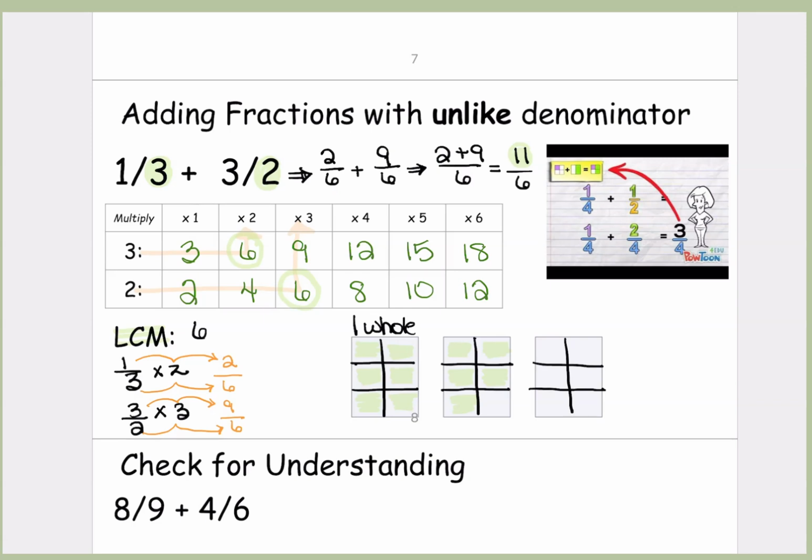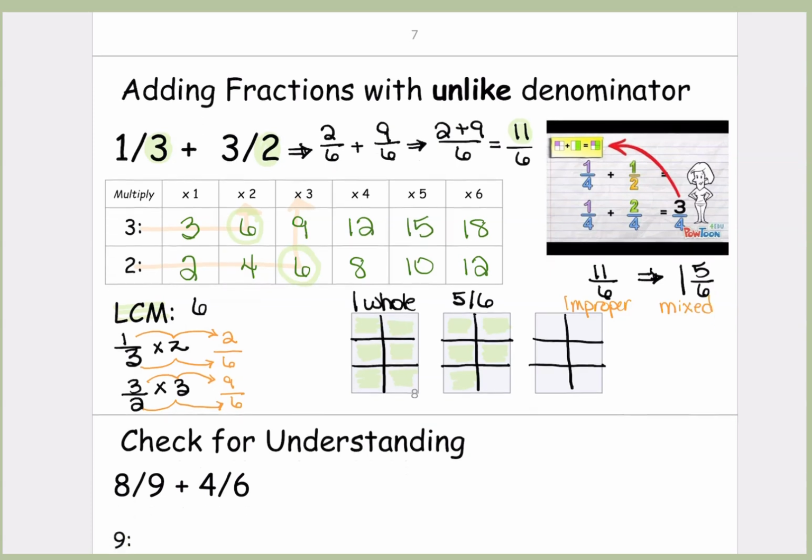And here we only have 5 out of the 6 pieces remaining. So 11 over 6 can be written as an improper fraction, or it can be converted to a mixed fraction, giving us a value of 1 and 5/6. And that is called a mixed fraction.